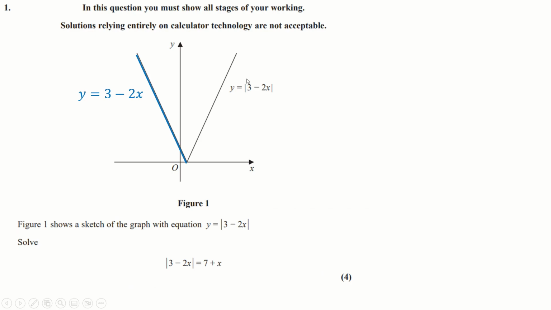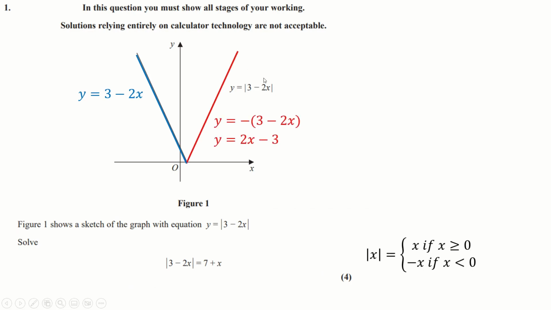And so what must have happened is this mod must have timesed the whole thing by minus 1 in order to make it positive, because that's what the mod function does. If the number is already positive, like 5, it does nothing. 5 modded is just 5. If it's negative, like minus 5, it times it by minus 1, because minus 1 times minus 5 gives you 5, and you always get a positive number out.